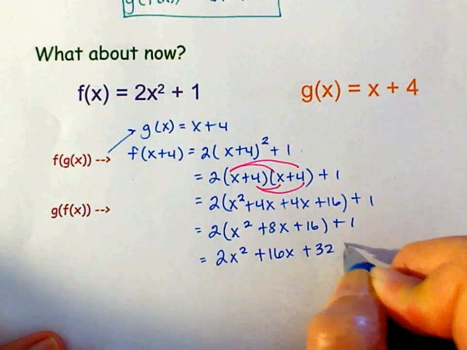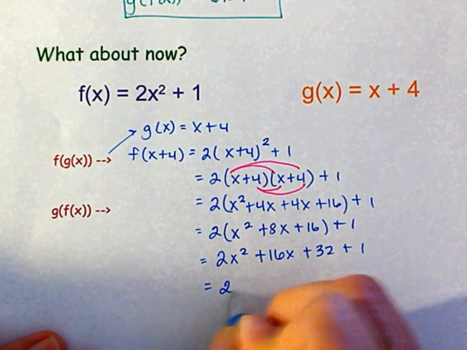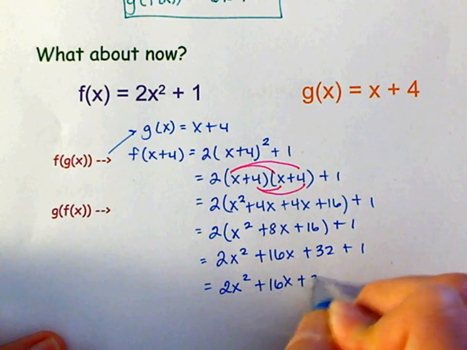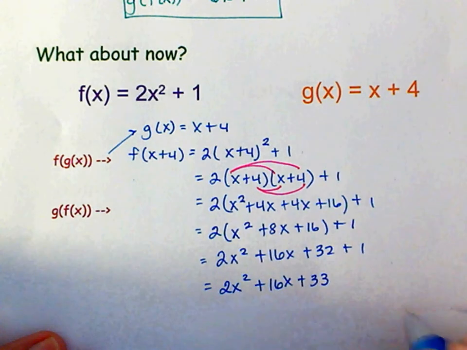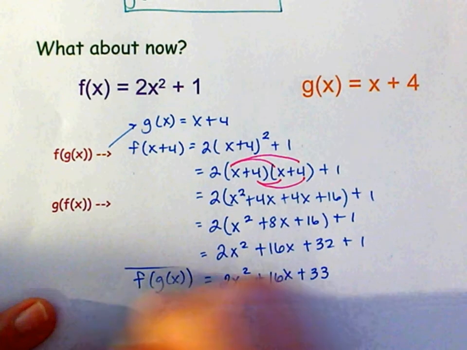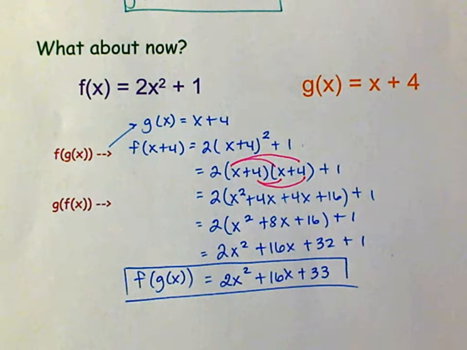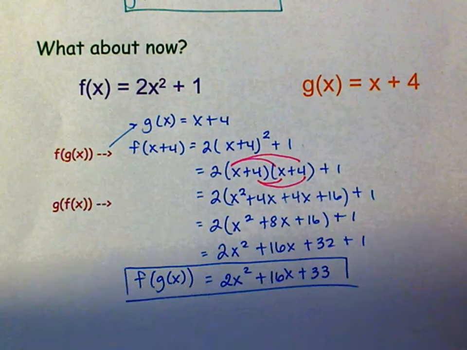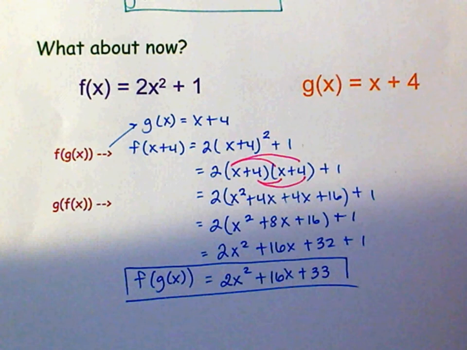x squared plus 8x plus 16 plus 1, or you could go ahead and distribute. Now you can distribute: 2x squared plus 16x plus 32, bring down your 1. Combine your like terms, 2x squared plus 16x plus 33. I can't combine anything. I'm not factoring. Keep that in mind. I am simplifying. So there you have f of g of x. Okay?